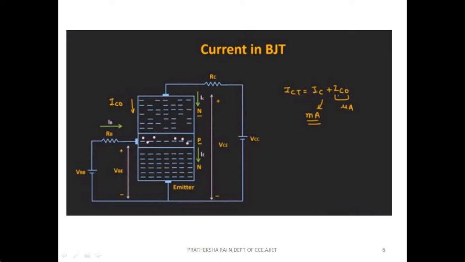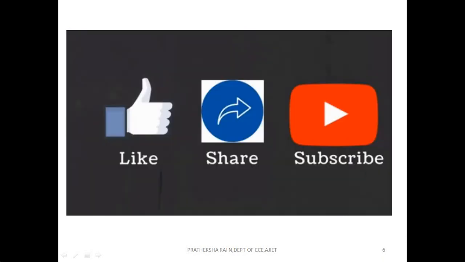So in the upcoming videos, we will see the different configurations of the BJT as well as the input and output characteristics of the BJT. And we will also see how the BJT can be biased using the different techniques. But I hope in this video, you got the brief overview about the BJT.